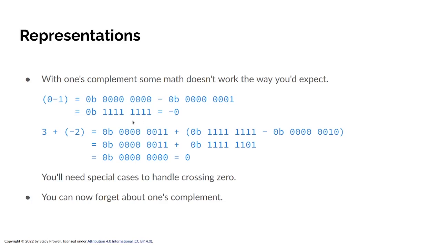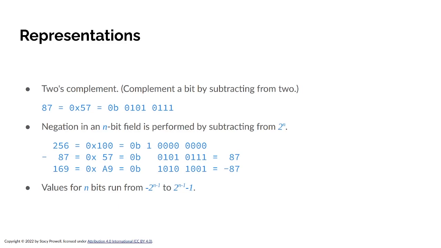And that's true even when I have something like 3 plus a negative 2. I wind up with the wrong result in this case if I'm not careful. I have to be sure and do an initial increment or decrement to be sure I get the right answer. So with that out of the way, we can forget about 1's complement because history has forgotten about it in favor of 2's complement.